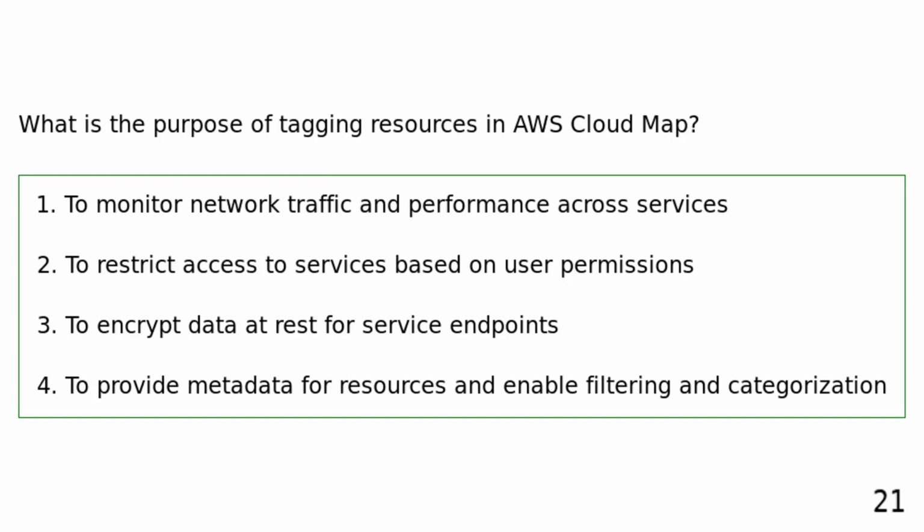What is the purpose of tagging resources in AWS Cloud Map? To monitor network traffic and performance across services. To restrict access to services based on user permissions. To encrypt data at rest for service endpoints. To provide metadata for resources and enable filtering and categorization.